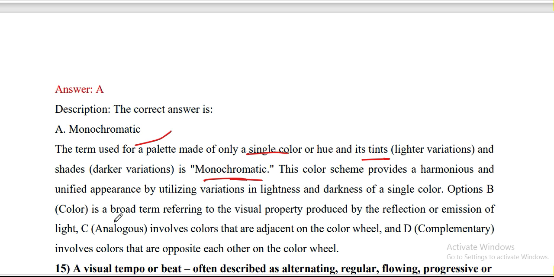Option B, color, is a broad term referring to a visual property produced by reflection or emission of light. Analogous involves colors that are adjacent on the color wheel, while complementary involves colors that are opposite each other on the color wheel. So the answer is monochromatic. A is the best answer.